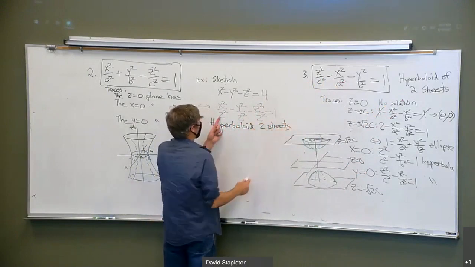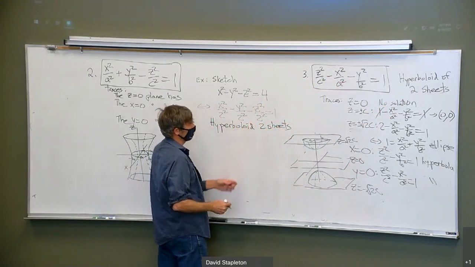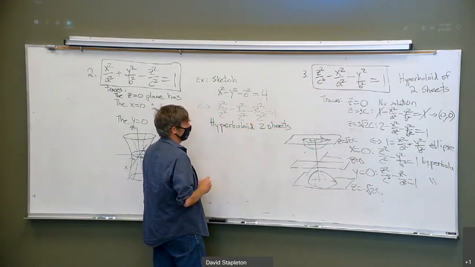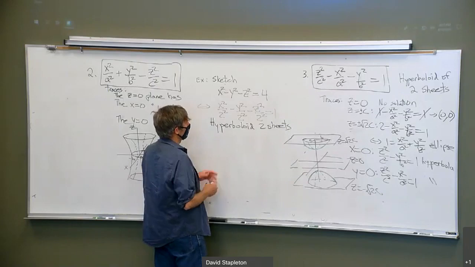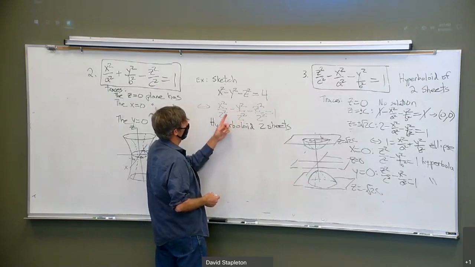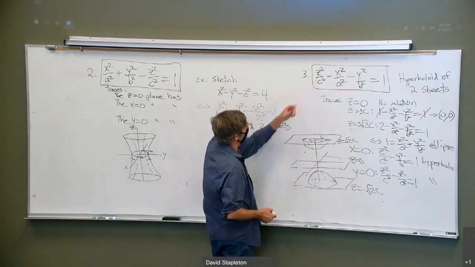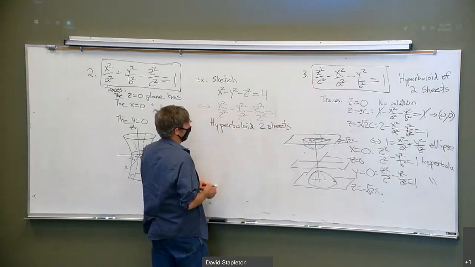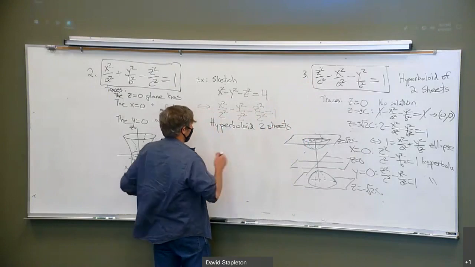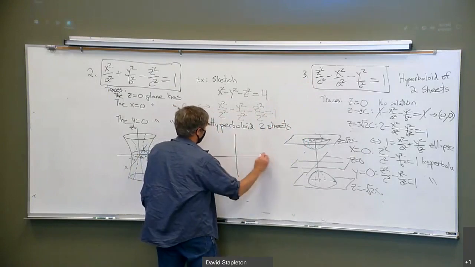But if I put x as the positive term and y and z as the negative terms, it simply means it's exactly the same picture with the axes interchanged. Since this one opened about the z-axis when I put z as the positive term, this one must open about the x-axis, but exactly the same picture. Sketch it like this.